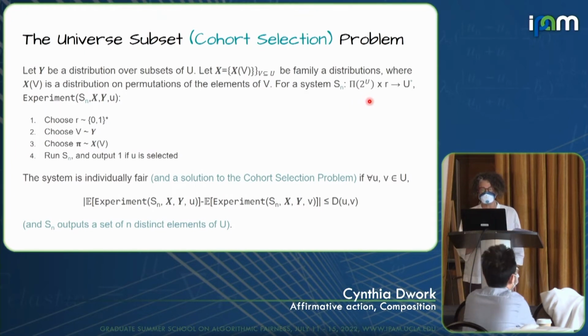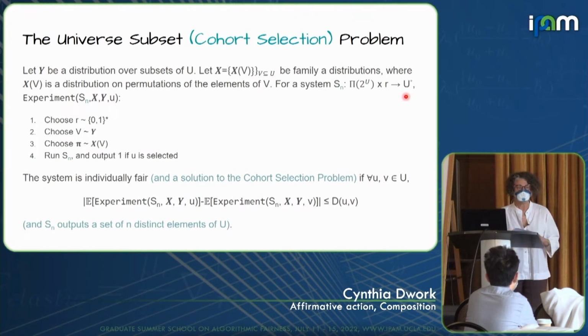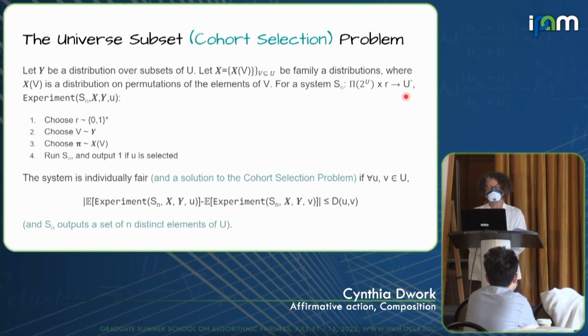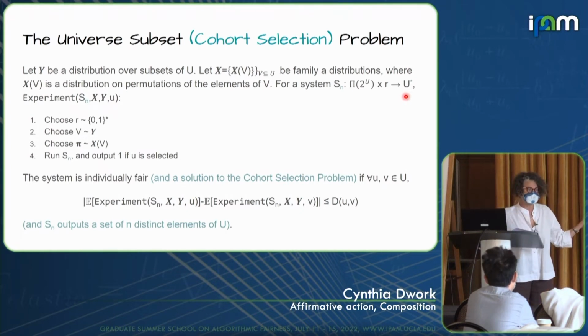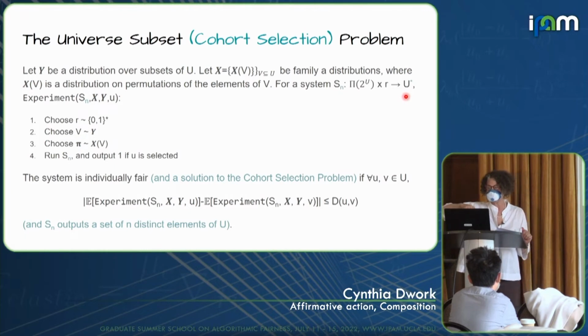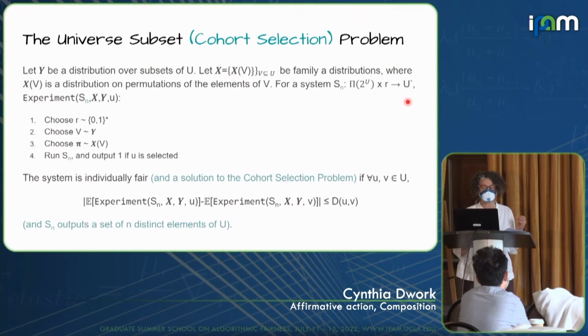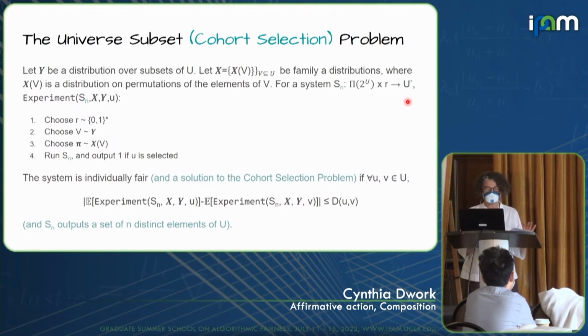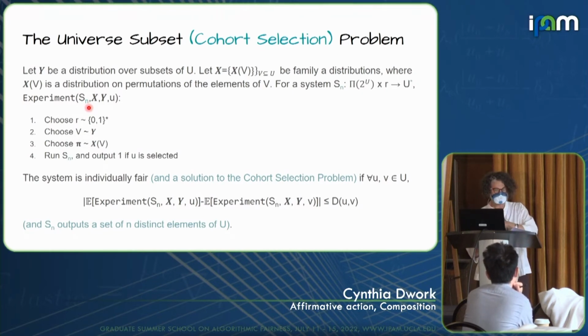Okay. So we have a distribution on permutations of the elements, and a system S that maps permutations on subsets of the universe, together with randomness, to, in the universe subset problem, just some subset of elements of U. In the cohort selection problem, this is a set of size n. So this would be U super n instead of U star. With those definitions, we define an experiment where the number n exists when I'm talking about cohort selection, because then I want a set of size n, and otherwise I just want an arbitrary set.